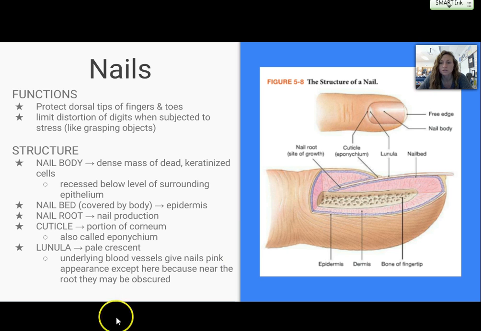They have a lot of tiny structures like our nail body, which is a dense mass of dead keratinized cells. It's recessed below the level of surrounding epithelium. The nail bed is covered by the body, and its epidermis. Nail root is where our production takes place. We also have our cuticle, which is a portion of our stratum corneum, and it's kind of folded over. And the lunula is that pale crescent area that we see due to lack of underlying blood vessels or them being obscured, because that pink color is normally from those blood vessels.